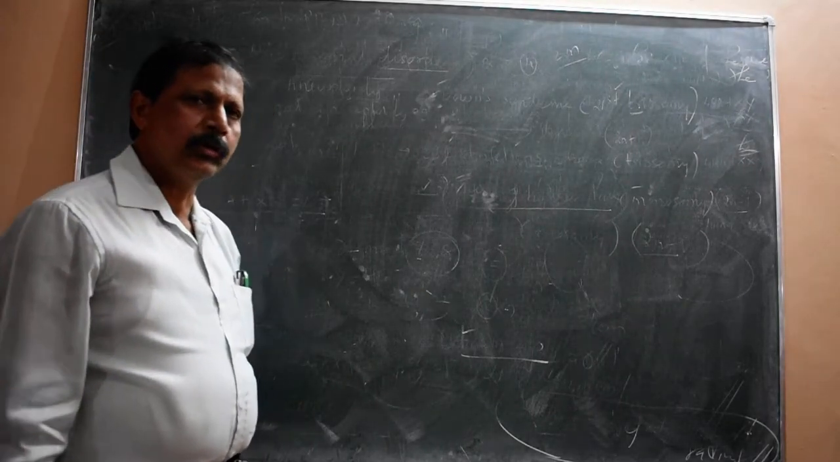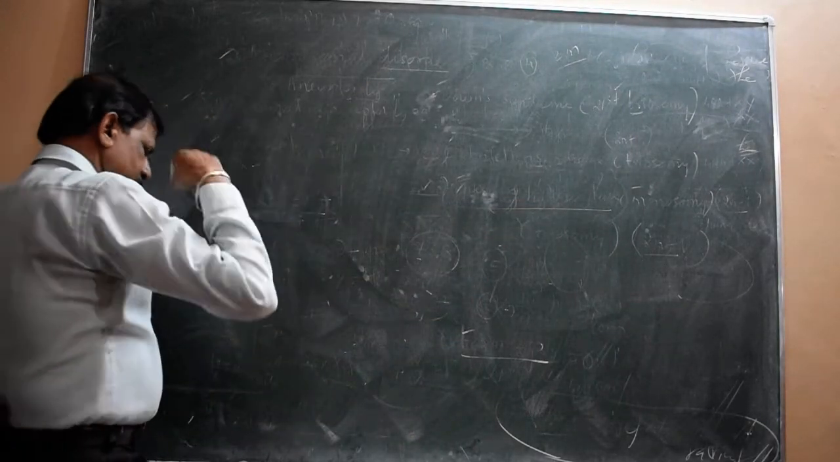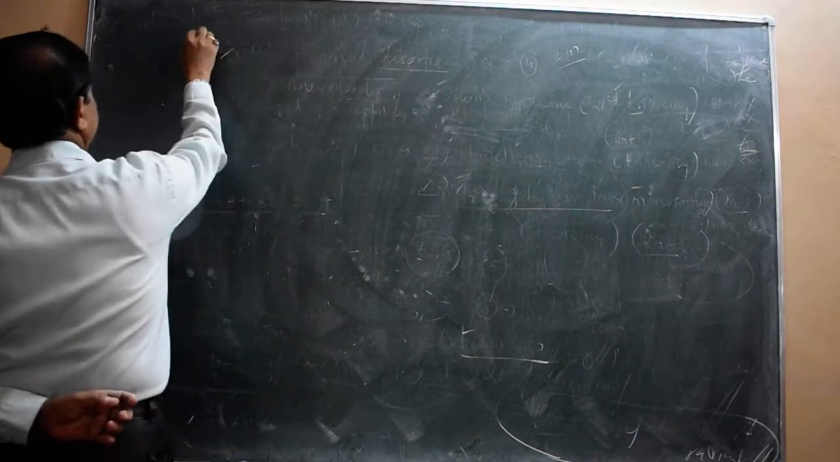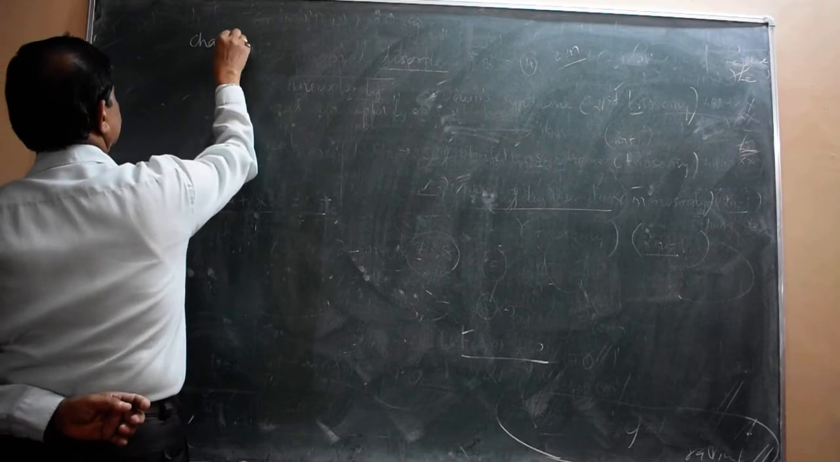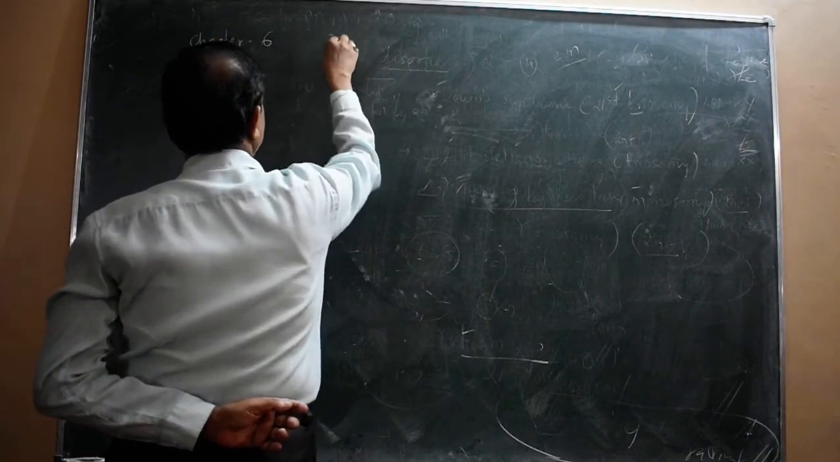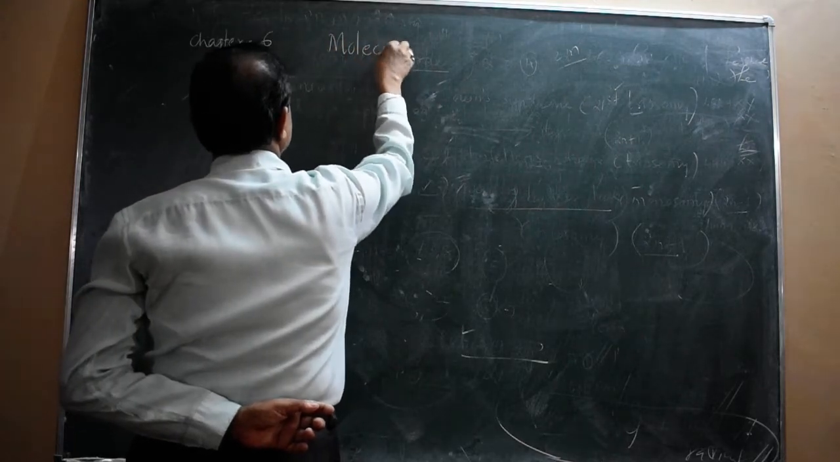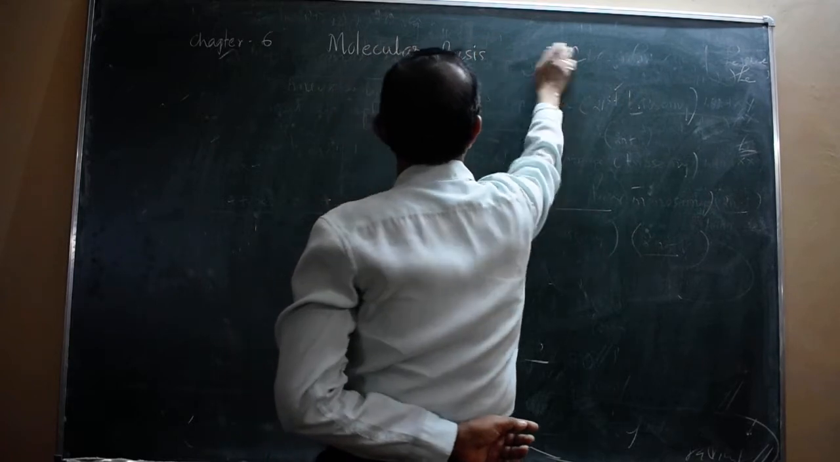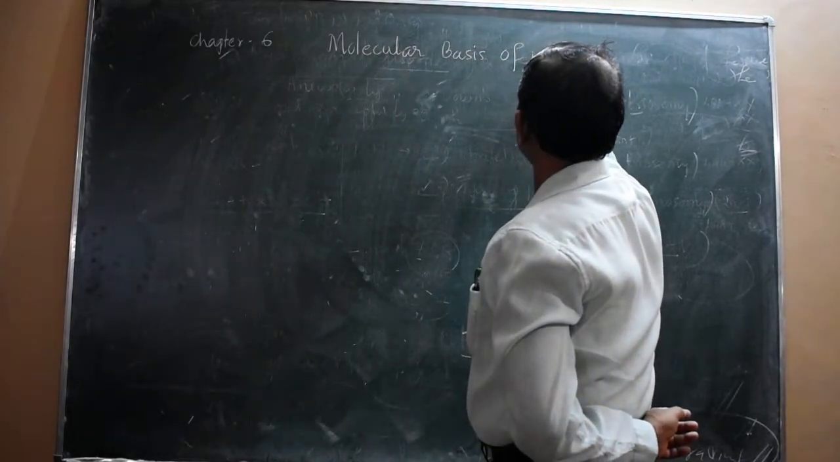Okay, let me continue now. The next chapter of second unit, and that is chapter number 6. Chapter 6, molecular basis of inheritance.